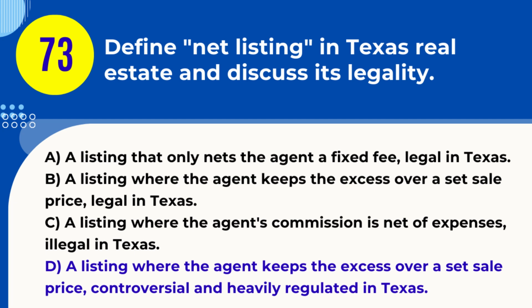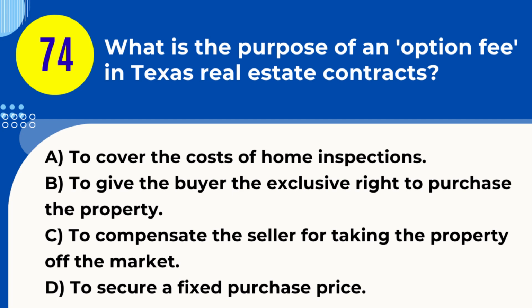Texas. Explanation. A net listing in Texas real estate is where the agent agrees to sell a property for a set price, and any amount they receive over this price is kept as their commission. While legal, it is controversial and subject to heavy regulation due to potential conflicts of interest and the risk of unfair pricing. Question 74. What is the purpose of an option fee in Texas real estate contracts?